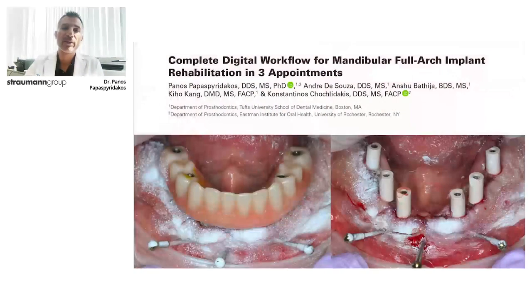So in this case, I'll show you a paper we just published in the Journal of Orthodontics that allows for a complete digital workflow also for the mandibular jaw. And you can actually finish the case in only 3 visits. Another unprecedented possibility that you have with the digital technology. And how does this work?